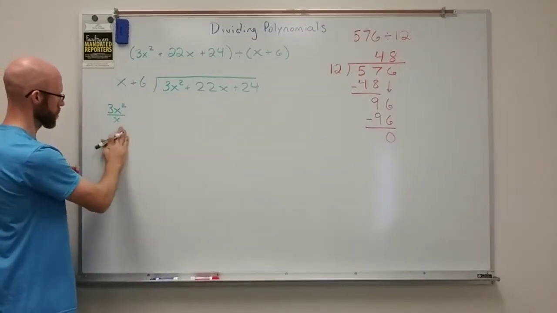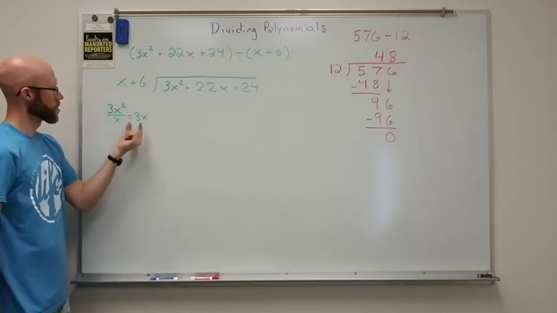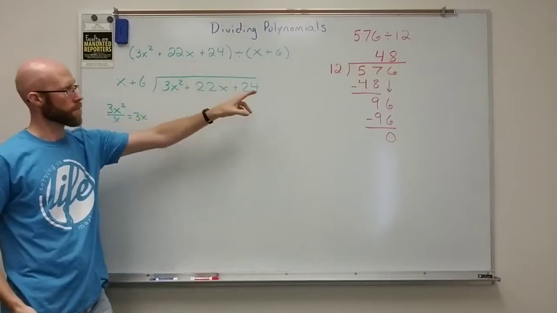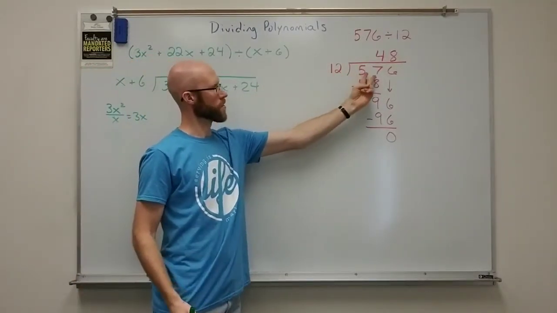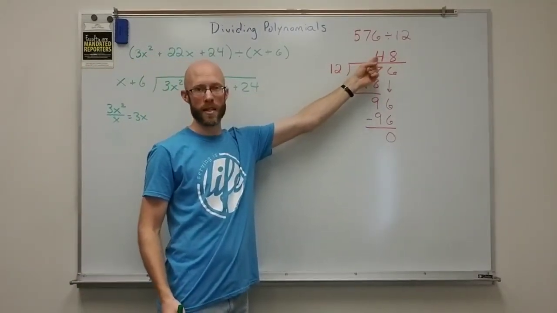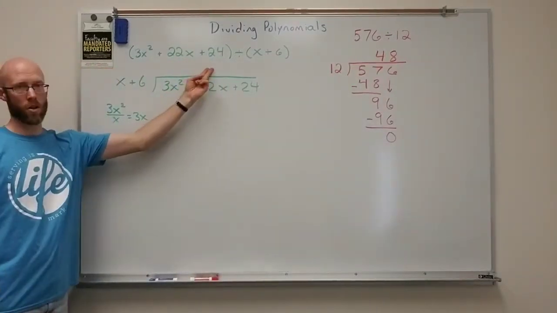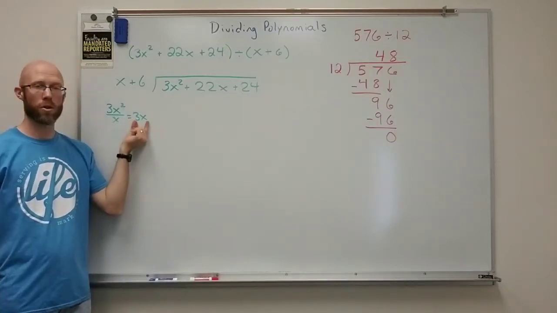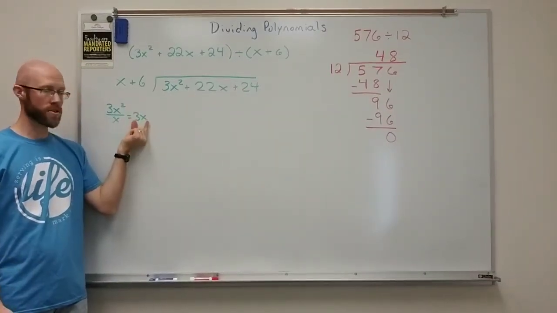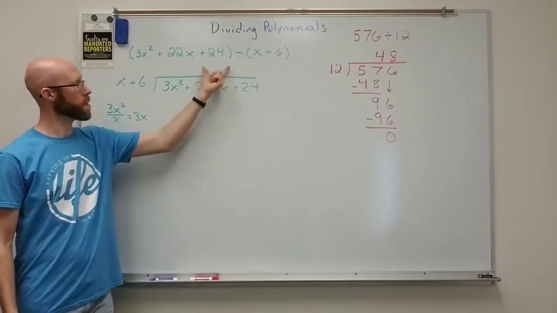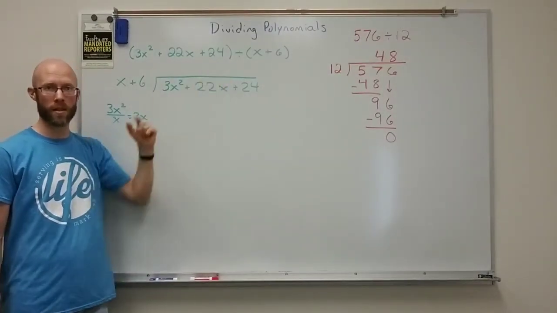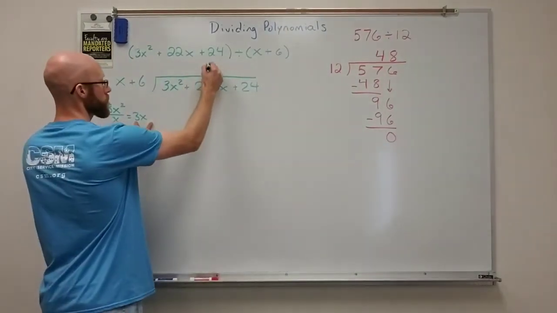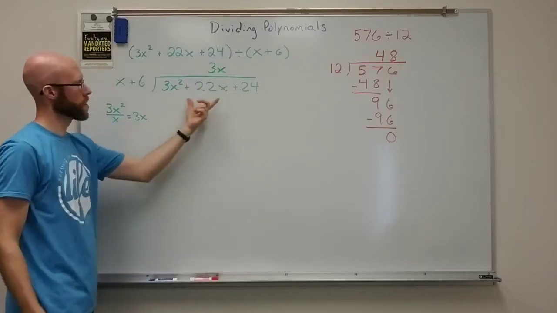Oops, let's write it horizontally. So that 3x, the result, is what goes up on top. Remember here when I divided the 12 into the 57, we got 4. The 4 is what went on top. Well, here the 3x is what's going to go on top. And always, always, always line up your degrees. So if I have a 3x, it must go above the x term in the dividend, okay? It's going to be the nicest way to keep track of everything. So the 3x goes above the 22x.